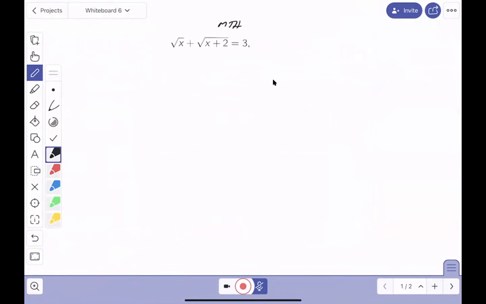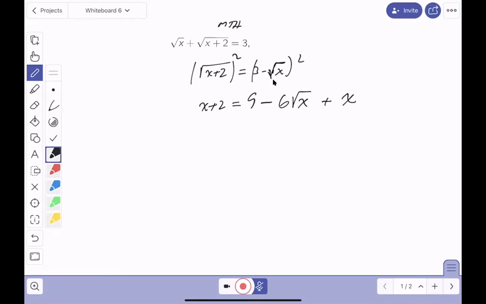So in Math 100, what they told you to do is isolate the root. Well, there's two roots, so I'm going to isolate one of them. Then they told you to square both sides. That would be x plus 2 equals, that's a root of x, 9 minus, what would you get there? You get minus 3, which is minus 6 root x plus x.